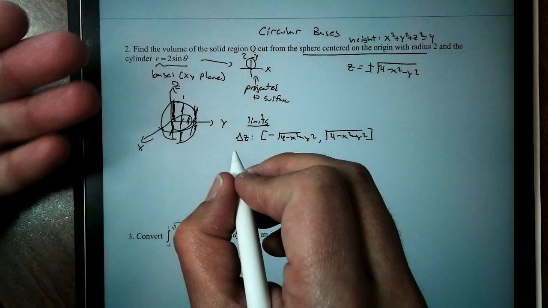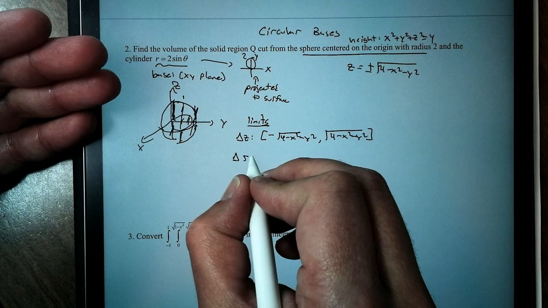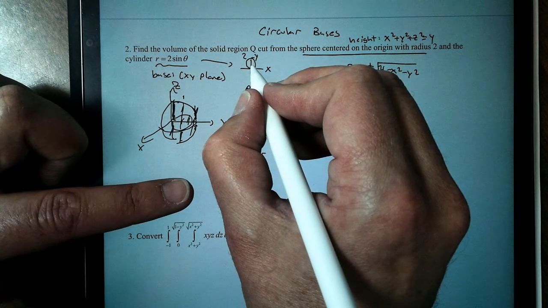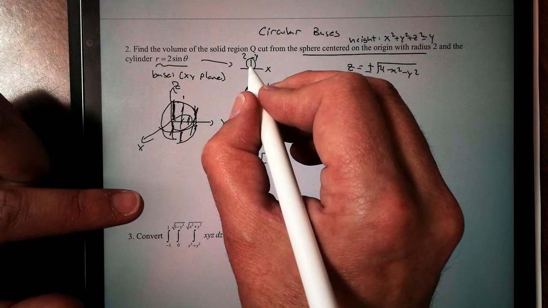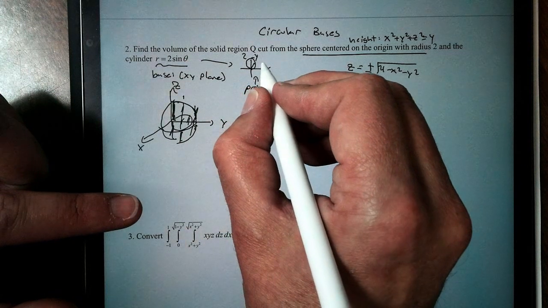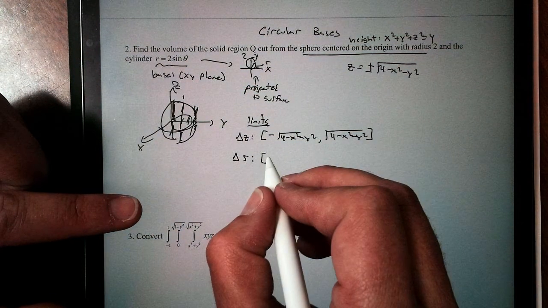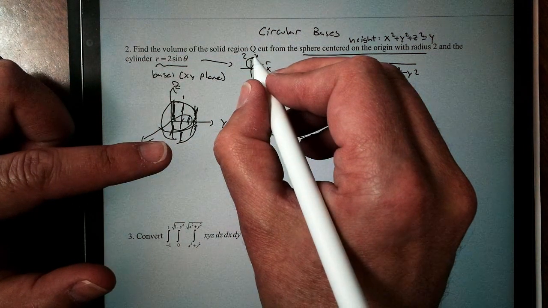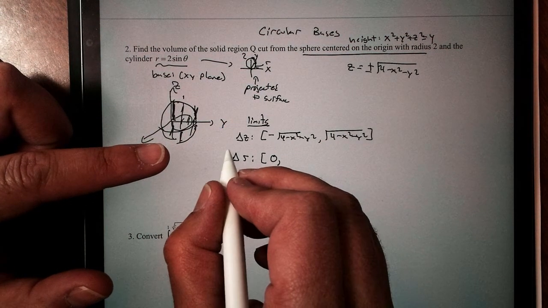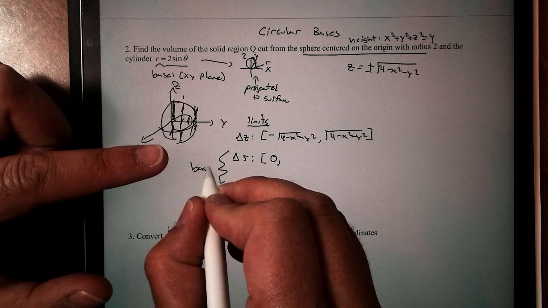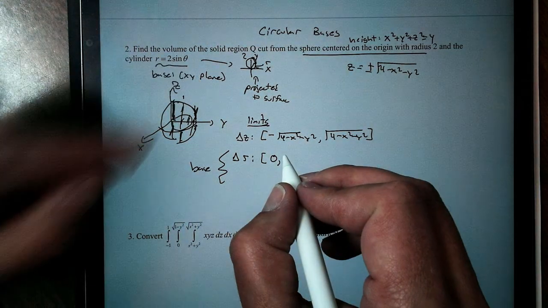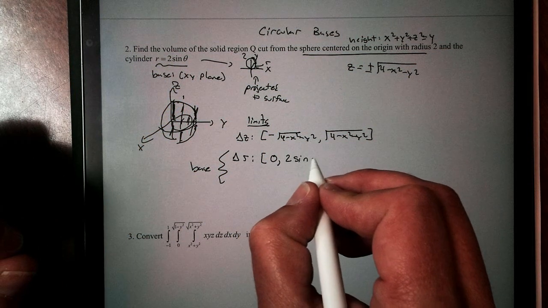Now, I have to find my change in radius and change in theta. To do that, I go back up to my polar. If I look at my polar, starting at the center, we go out to r. So my minimum radius will be 0. My maximum radius will be the surface itself. Remember, these are dealing with our base, which is our xy plane. So my minimum radius will be 0. My maximum radius will be the circle 2 sine of theta.